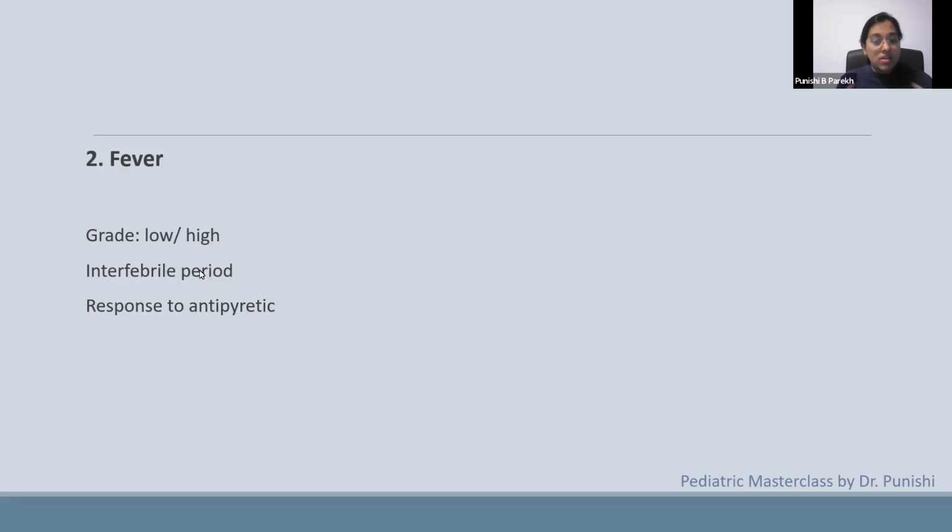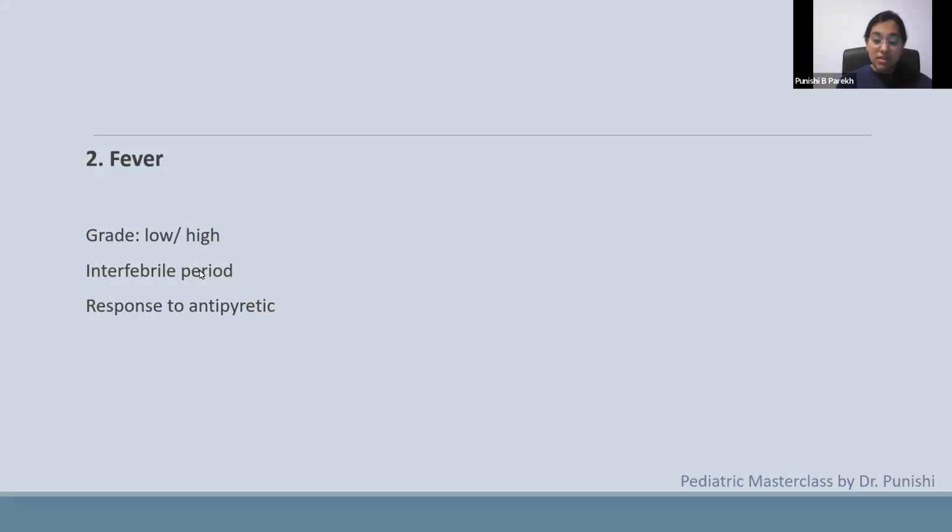Now, why are these questions important? Because you will be able to differentiate a viral versus a bacterial infection. In bacterial infection, usually the fever will be high grade. The child is more sick, more toxic looking. The interfebrile period is also not going to be very good. So the child might be lethargic, fussy, with decreased appetite. So the sicker the kid, the more it points towards a bacterial etiology. Whereas in a viral infection, usually the fever is low grade. The child is active in the interfebrile period and there's good response to antipyretics. So important questions with respect to fever are these three, which will be able to differentiate whether it's probably a viral or a bacterial etiology.